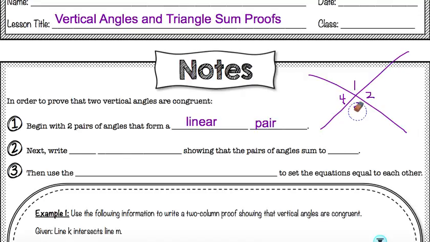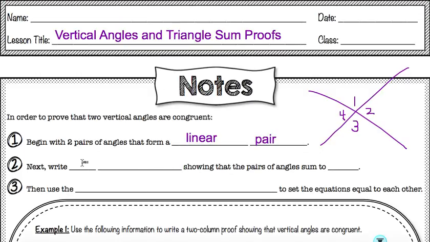Okay, so I drew an X because we're actually dealing with vertical angles. So just to refresh our brain, angle 1 and angle 3 are considered vertical angles. Angle 1 and angle 2 are a linear pair. Angle 2 and 3 are a linear pair. 3 and 4 because they form a straight line. This angle and this one put together gives me this straight line over here. Okay, so we're going to need two pairs of angles that form a linear pair.